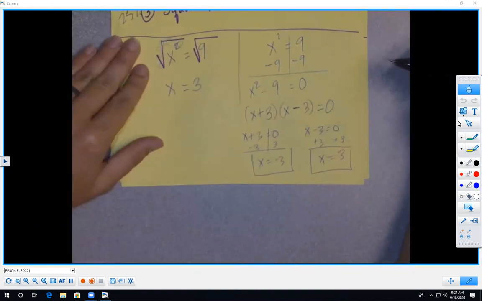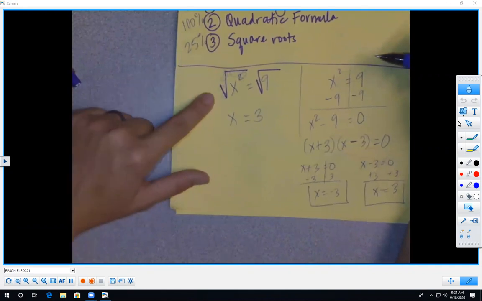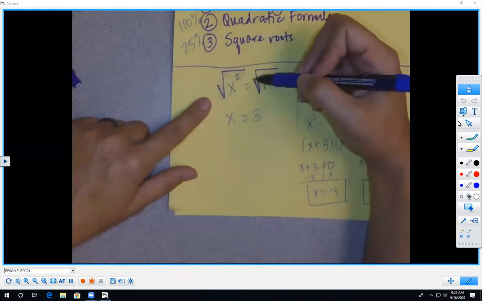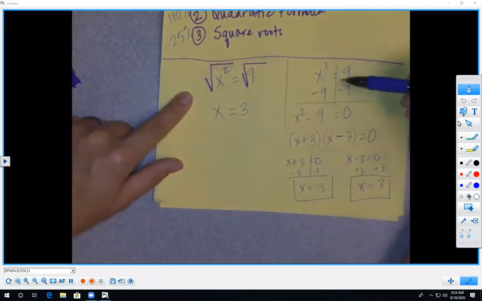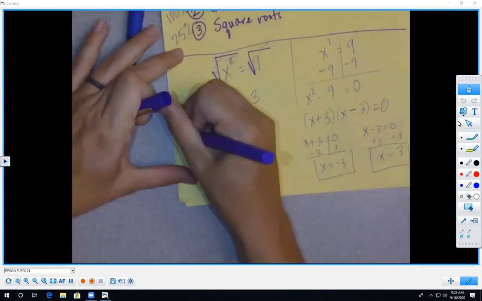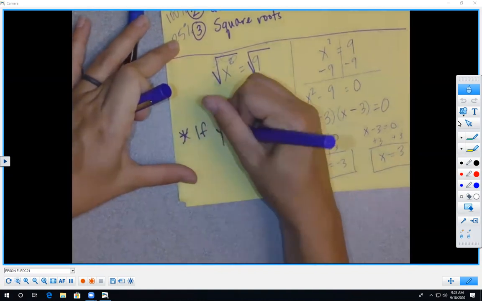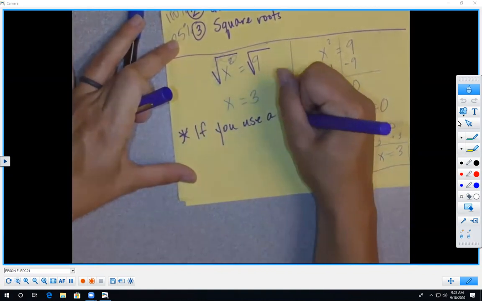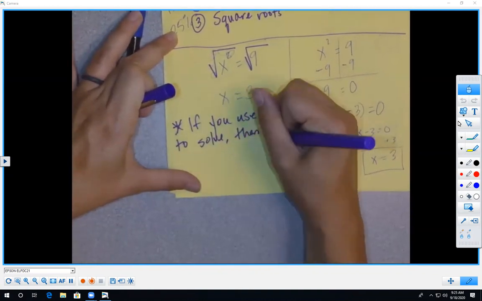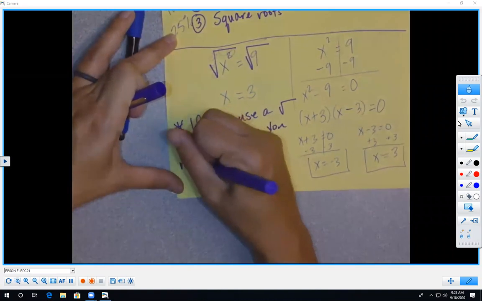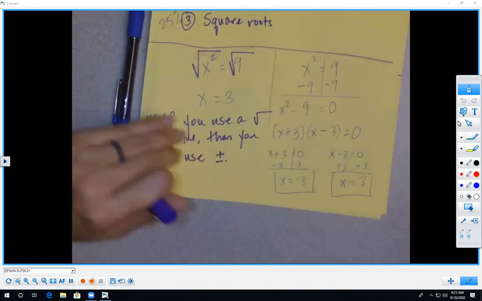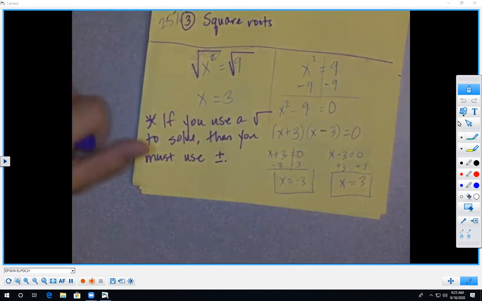Because of this, we have this rule for solving using square roots. Did I start off with the square root in my problem? Did you start off with this radical in your problem? No, you did not. It just was x squared minus 9. We used a radical to solve it. So there is a rule that says if you use a square root to solve, then you must use plus or minus. And I'll explain what that just means in just a second. So just write it down first.